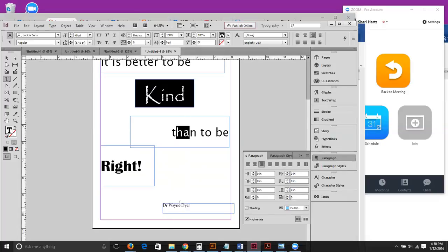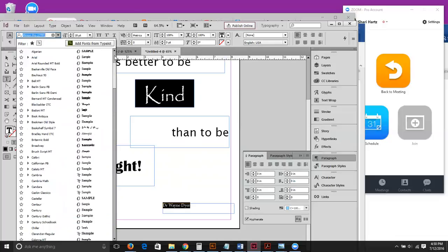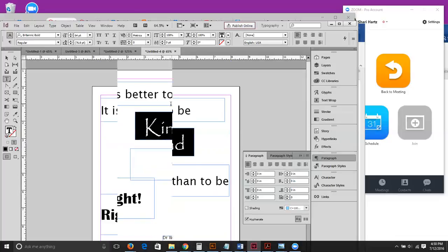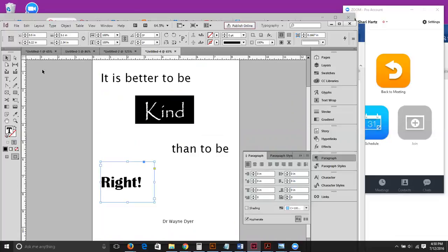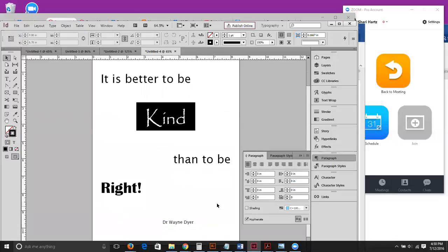I do this Lucinda Sands. Let's look at the same font for that. All right, so what sticks out? Kind and right, the two that we wanted to have stick out. Maybe I'll work on the spacing to get that all kind of aligned. And which one sticks out more? Kind, I think, because of the black background.